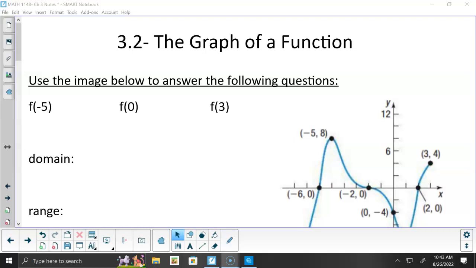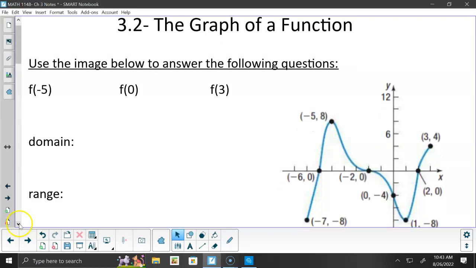All right, so today we are going over the graph of a function and what you can kind of tell from it. So I know it's going to be a little difficult to sketch this graph in your notes, but I want you to try. It doesn't have to be perfect.